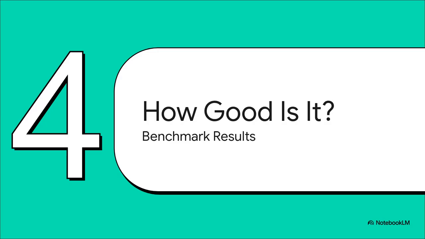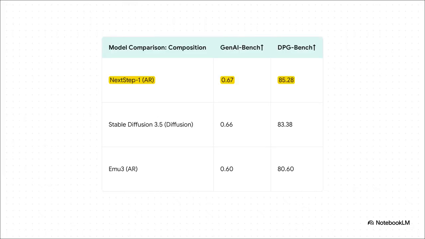Okay, so the theory is cool, the training sounds intense, but the real question is, how good is it? How does this new writer actually compare to the top sculptor models out there? Well, the results are pretty fascinating. Let's look at the numbers. On tests that check how well the AI follows a really complex prompt, putting the right objects in the right places, NextStep-1 is the new champ. It doesn't just beat the other writer models, it actually edges out one of the top sculptor models, Stable Diffusion 3.5. That's a huge win.